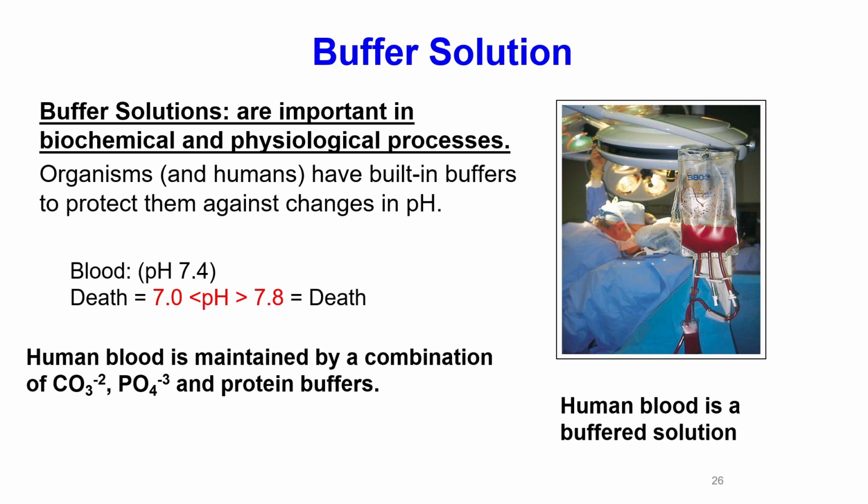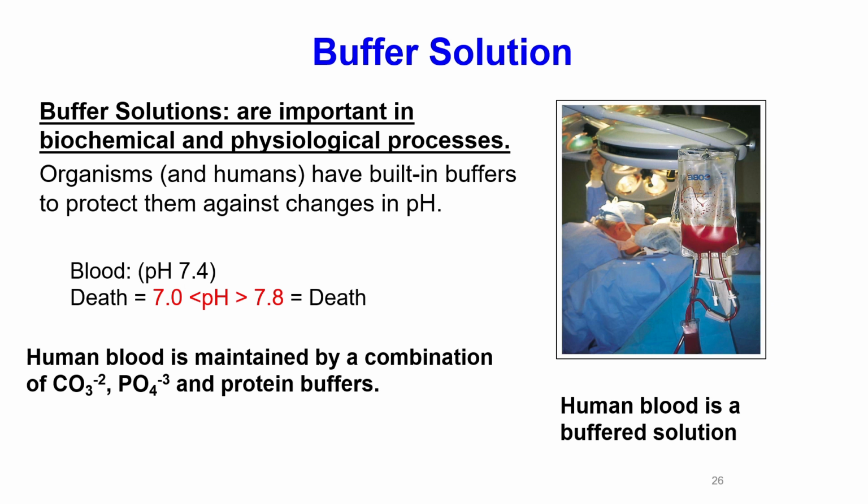So the pH of blood is 7.4. So if the pH is less than 7 or greater than 7.8, we will die. This is because human blood is maintained by a combination of CO3 2 minus, PO4 3 minus, and protein buffer.